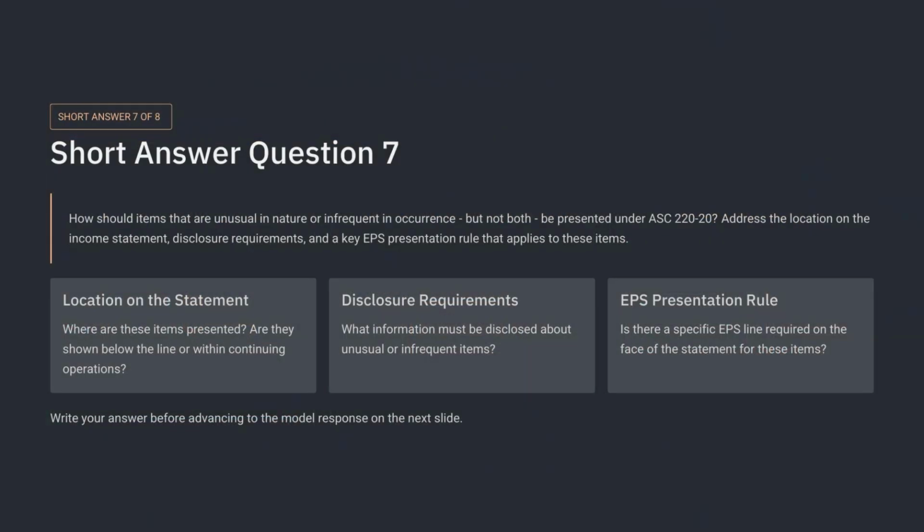Short answer question 7 asks, how unusual or infrequently occurring items are presented under ASC 220-20? Address statement location, disclosure, and the EPS presentation rule. This is a common exam trap, so be precise. Where does the item go and what should not be shown separately on the face?